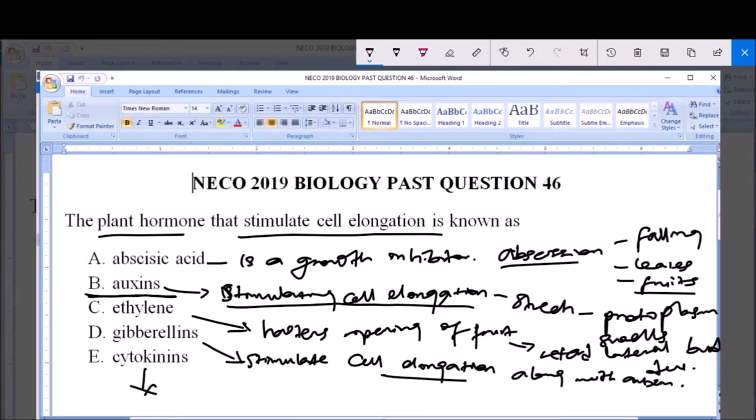Cytokinin, which is option E, is also a hormone that promotes plant growth. It's a growth promoting hormone, and it is actually produced in the roots. So the answer to this question is actually option B, auxin. Whenever you see this kind of question where you are asked for the hormone that stimulates cell elongation and auxin and gibberellin are given in the options, the most correct answer is auxin, because it is the one that is mostly associated with cell elongation.